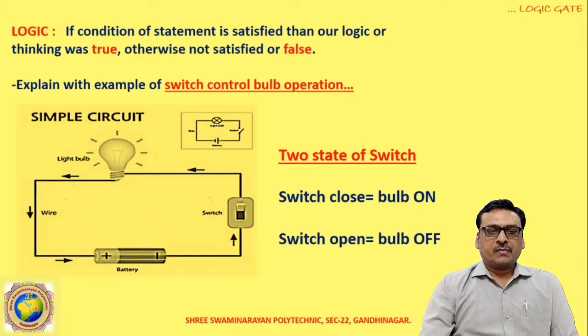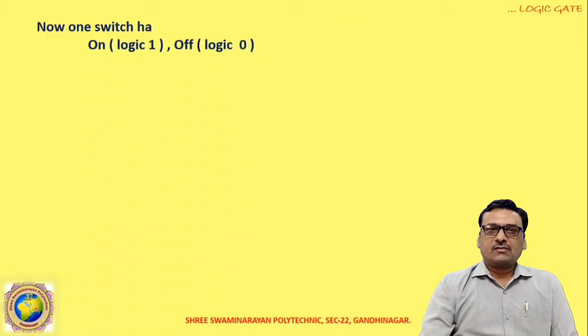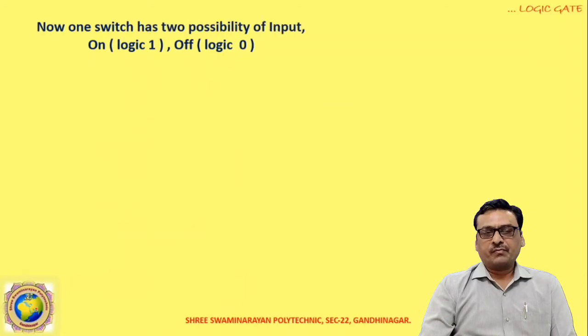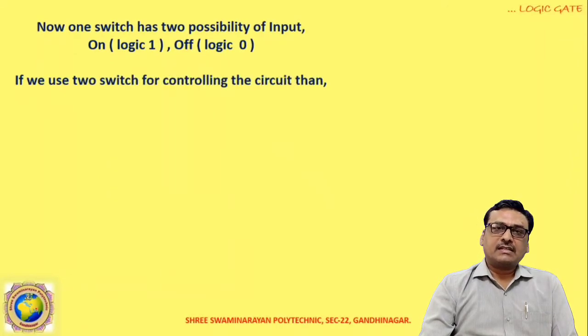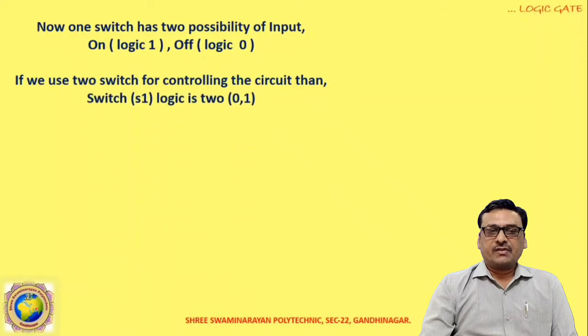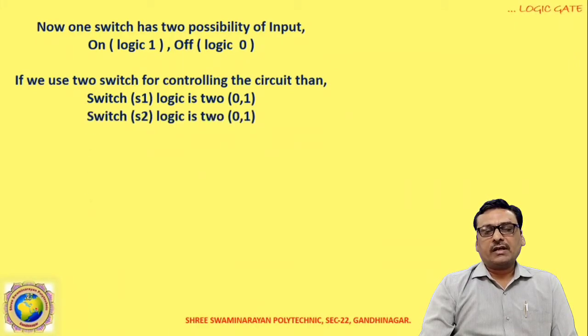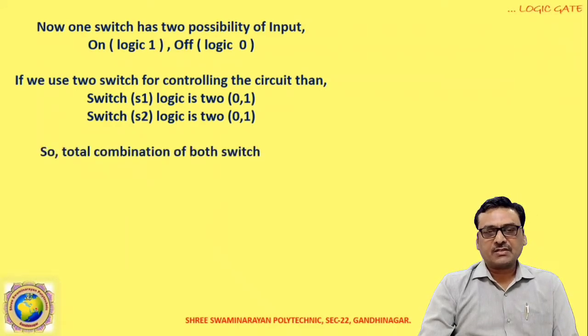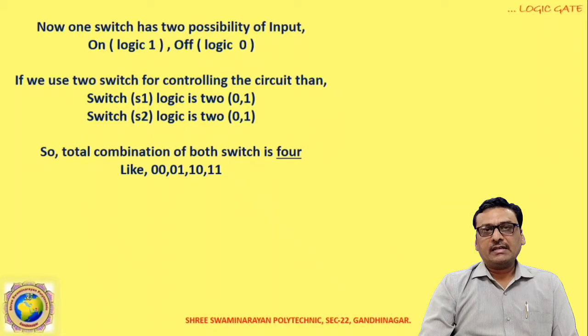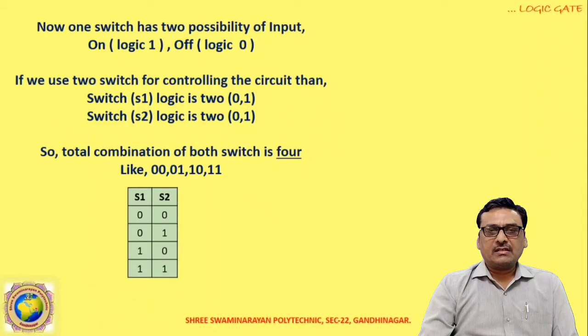So the switch has two possibilities. On means logic 1 and off means logic 0. Now, if instead of one switch we use two switches and check the controlling of the circuit, then switch 1, S1, has logic 0 and 1. In the same way, switch 2, S2, has logic 0 and 1. So the total combinations using these two switches S1 and S2 is 4. That is 00, 01, 10 and 11. These are the four combinations we have to check.